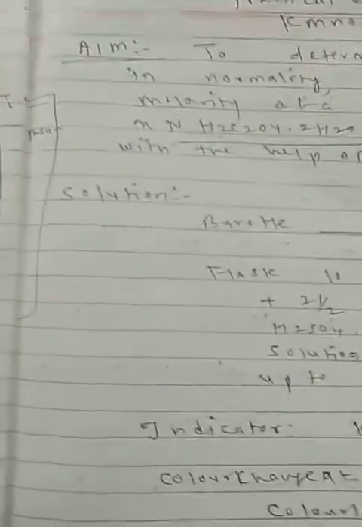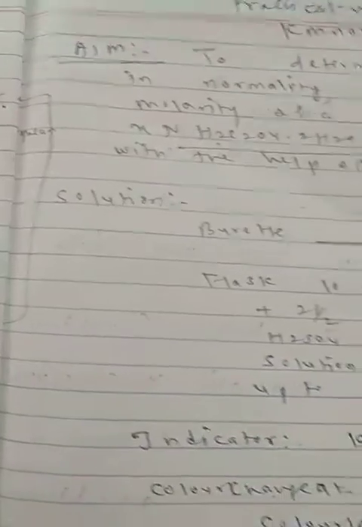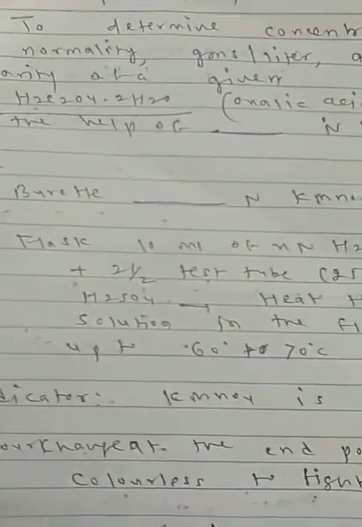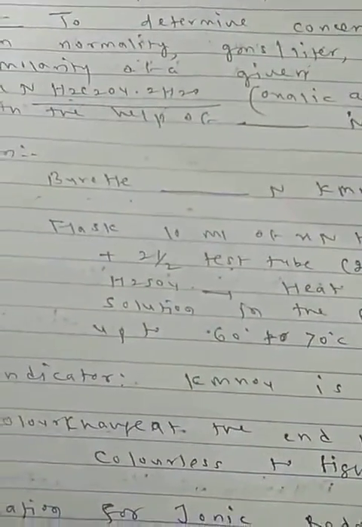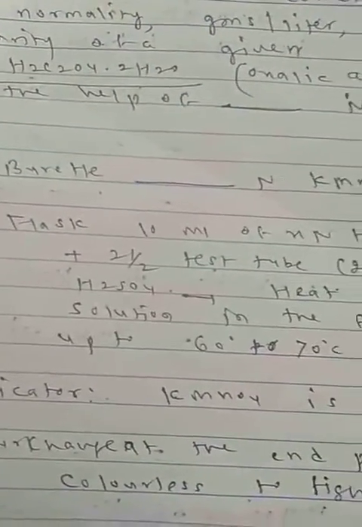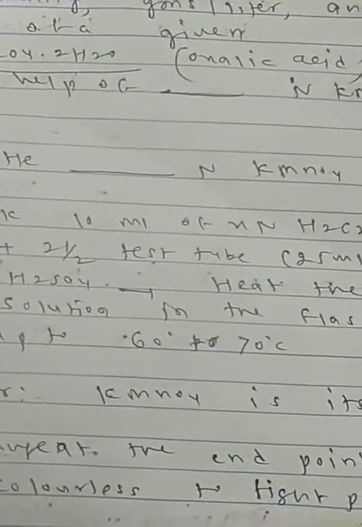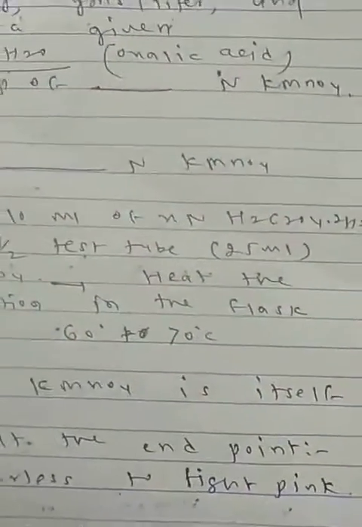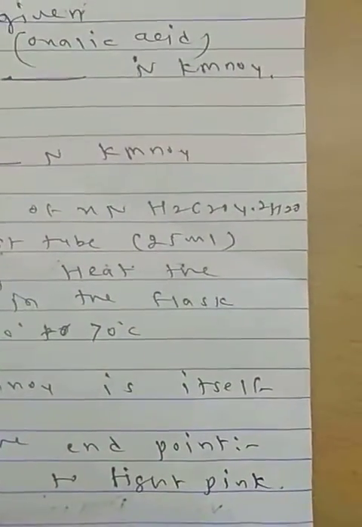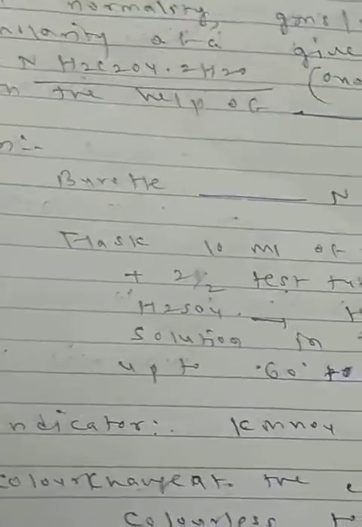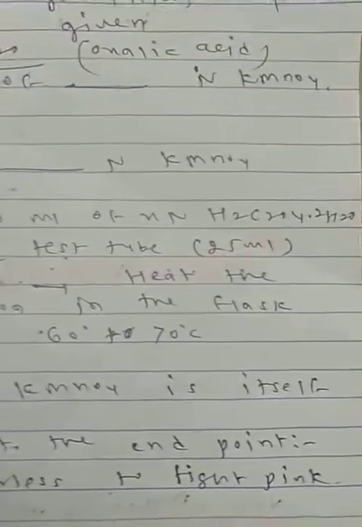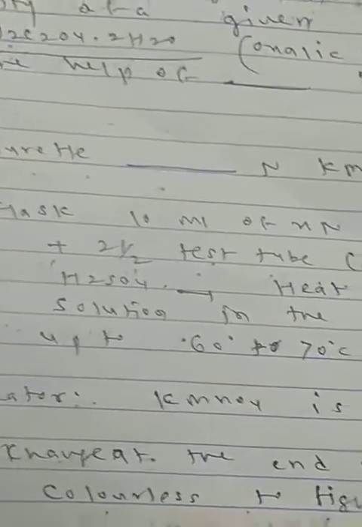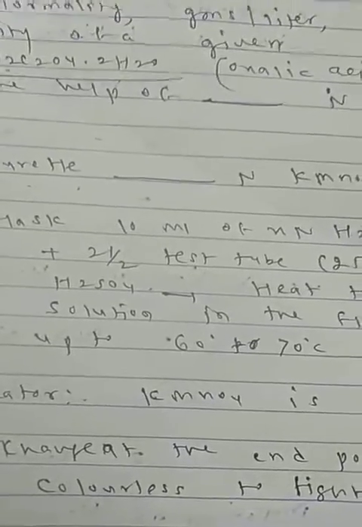After the aim, you have to write the solution. Write the same as before, 4 lines: burette, dash normal KMnO4; keep the place; flask. In the flask, with the help of a pipette, you are taking 10 ml of X normal, that is unknown, that you have to find. So write 10 ml volume of X normal H2C2O4·2H2O plus 2.5 test tube or 25 ml H2SO4 as usual. Right, give an arrow, and in this procedure something is different.